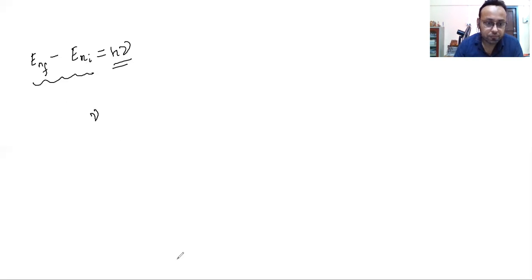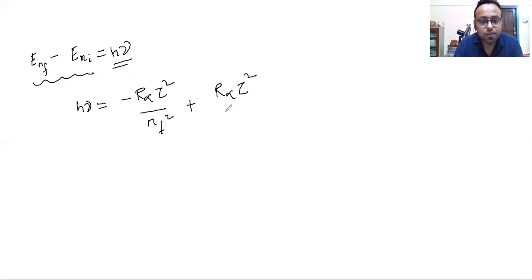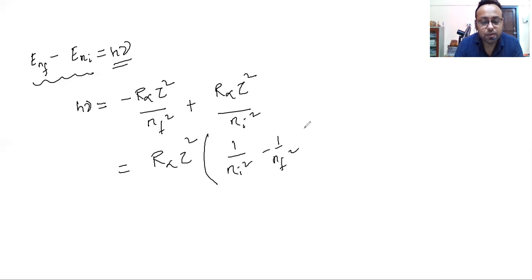Let us do it. h nu is equal to E_nf, which is minus R infinity Z square by n_f square plus R infinity Z square by n_i square. Or I can take R infinity and Z square outside. What is left inside is 1 by n_i square minus 1 by n_f square. And this side we have h nu.